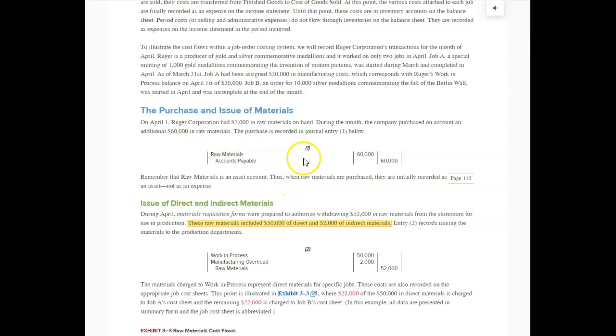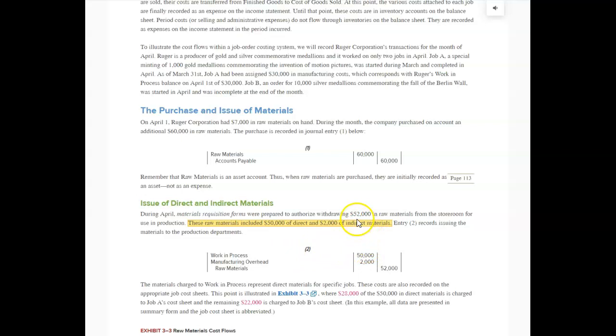The entry again, to buy raw materials: debit raw materials inventory, credit accounts payable or cash for the dollar amount. Now, when we start using the raw materials, when we requisition the materials and send them out to the factory floor, what we're going to do is debit work in process for $50,000 for the raw materials that are our direct materials.